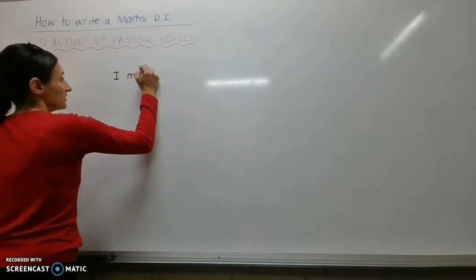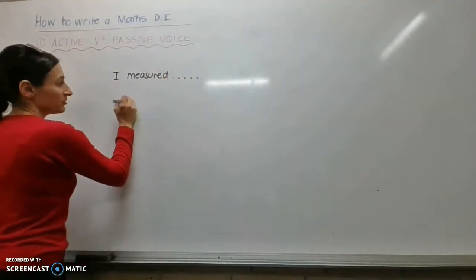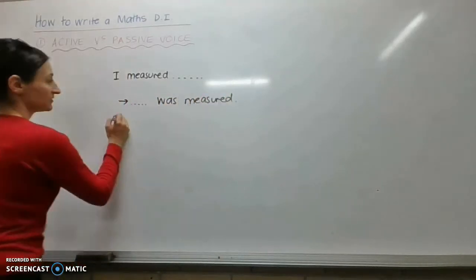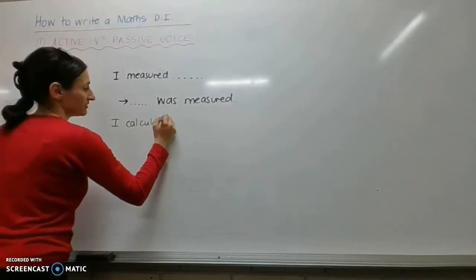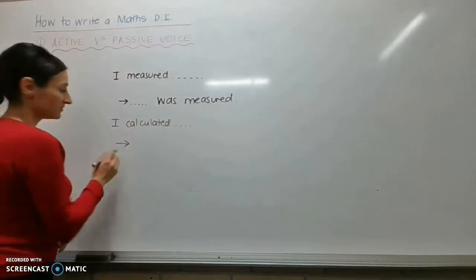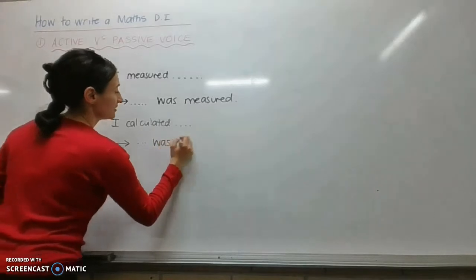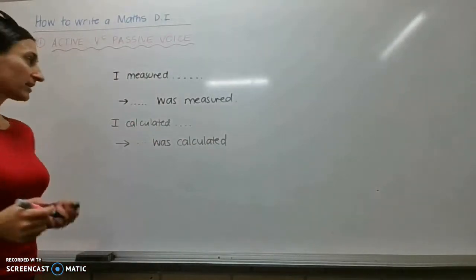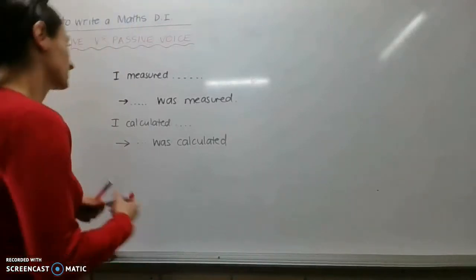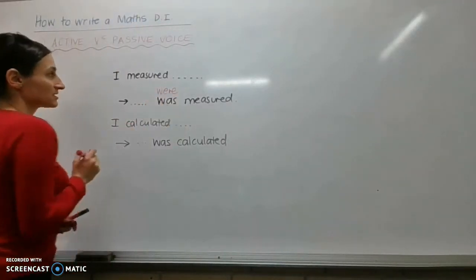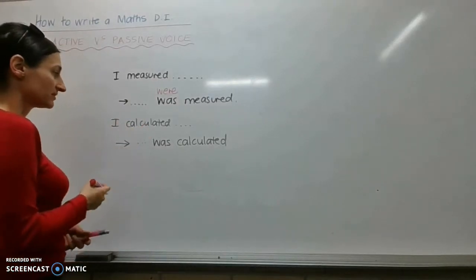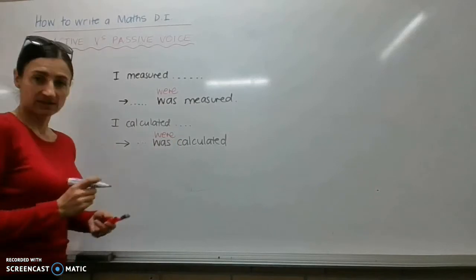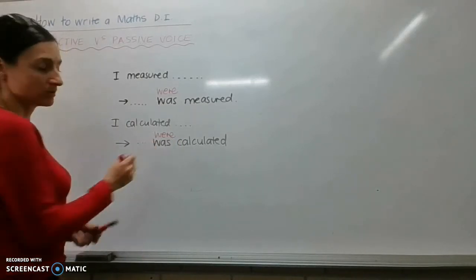So, I measured something would become something was measured. I calculated something would become whatever it is was calculated. If it was more than one thing that was measured or calculated, my was would be replaced with were. So the dimensions were measured. The results were calculated. So it just depends on if it was one thing, singular, or more than one thing, plural, as to whether you say were or was calculated.